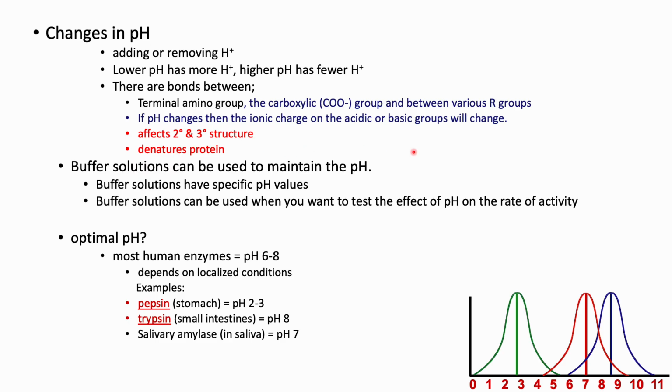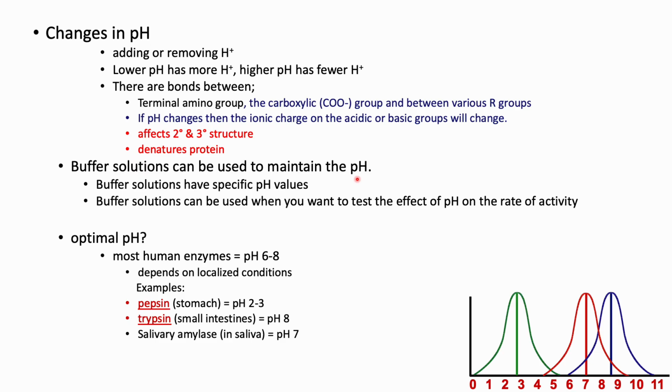Buffer solutions are used to maintain a pH. They have specific pH values that they work at. Buffer solutions can be used when you want to test the effect of the pH on the rate of the activity. You can make buffer solutions at different pH ranges in order to see how a particular enzyme is going to work when it's in a different pH environment.